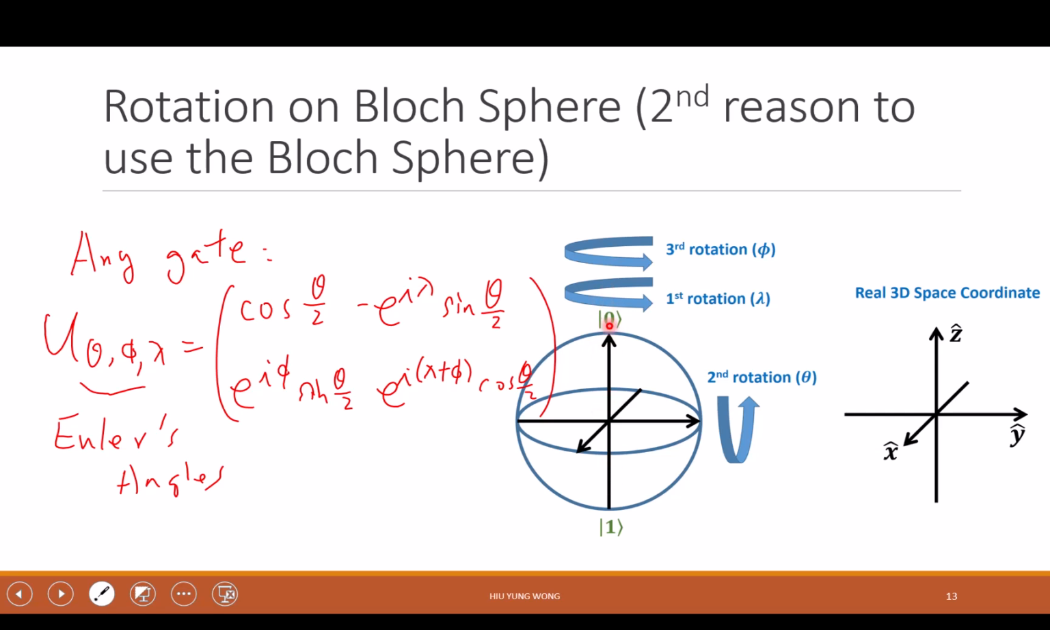First, about the z-axis by lambda. And then rotates about the y-axis by theta. Okay, in this direction. I hope that I did not do it wrong. Yeah. And then rotate again about the z-axis in this third direction. 3 steps. And it corresponds to this matrix. You can check, right? You can prove it, but you just take it for granted here.